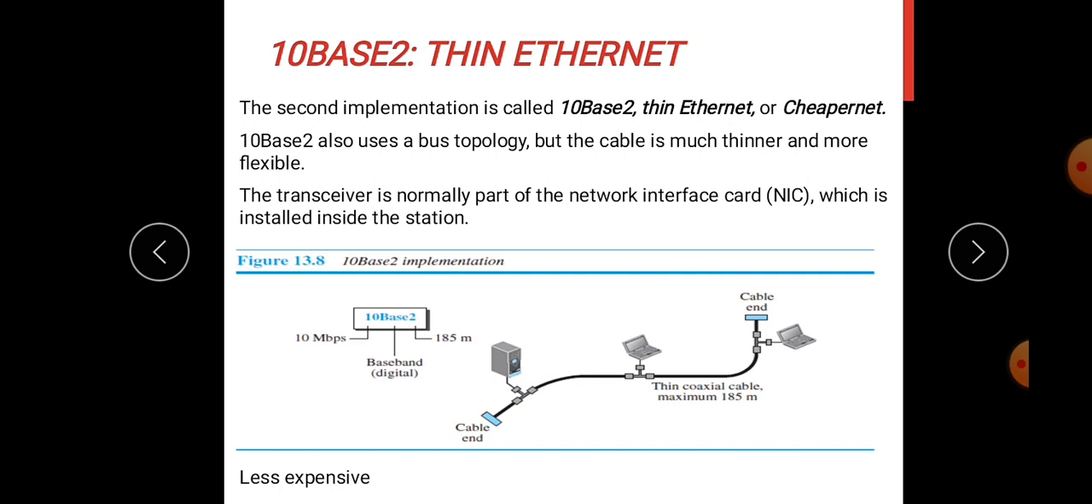So here the collision may occur in the thin coaxial cable. The implementation is more cost effective than 10Base5 because thin coaxial cable is less expensive than thick coaxial, and the T-connectors are cheaper than the taps. Installation is simpler because thin coaxial cable is very flexible, but the length of each segment cannot exceed 185 meters, or close to 200 meters, due to the high level of attenuation in the thin coaxial cable.